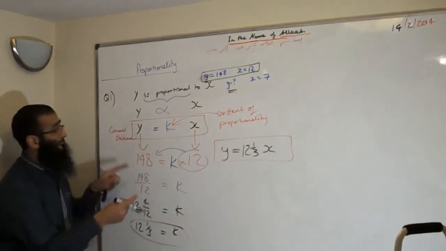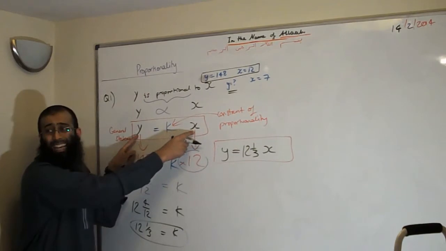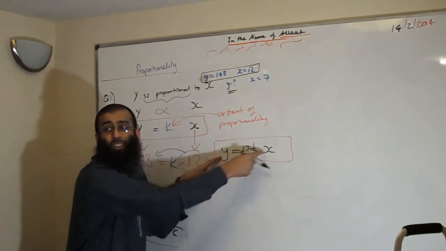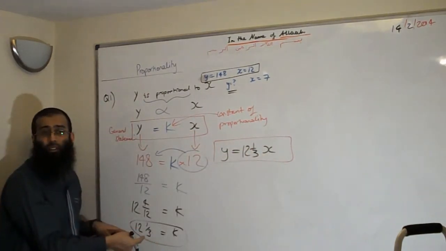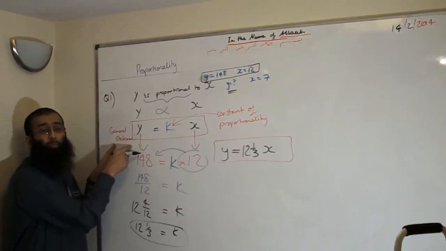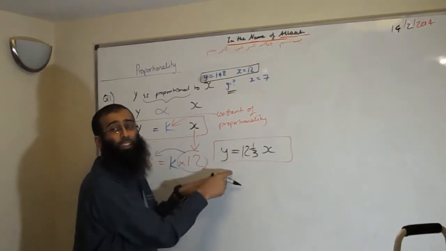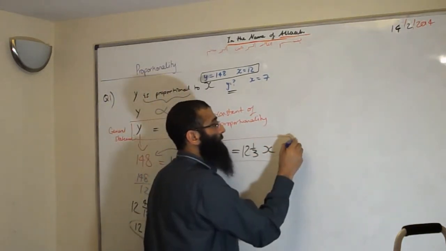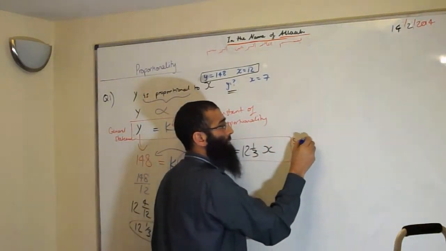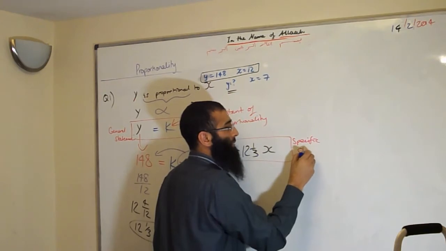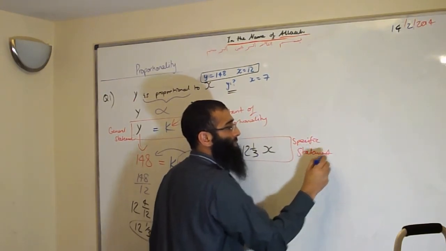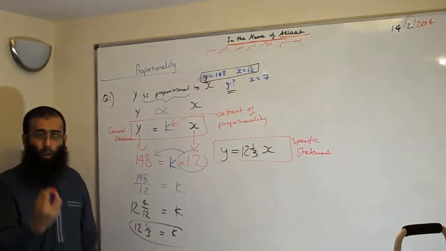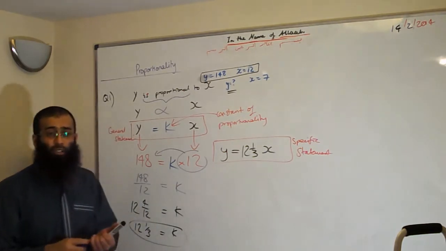So we originally had y equals kx. Now we have y equals 12 and a third x because k is 12 and a third. So we turned a general statement into a specific statement. So I call this my specific statement. So the specific statement means that's the actual one for this question, is unique to this question.